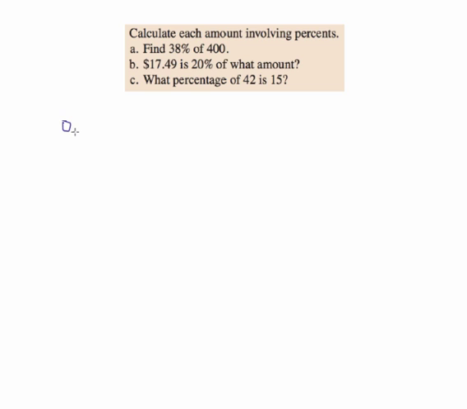And then for purposes of doing that multiplication, write 38% in decimal form as 0.38. And when you multiply that by 400, what you get is 152. And so that is 38% of 400. We could also have written that 38% as 38 over 100 in fractional form, and it would have worked just as well.